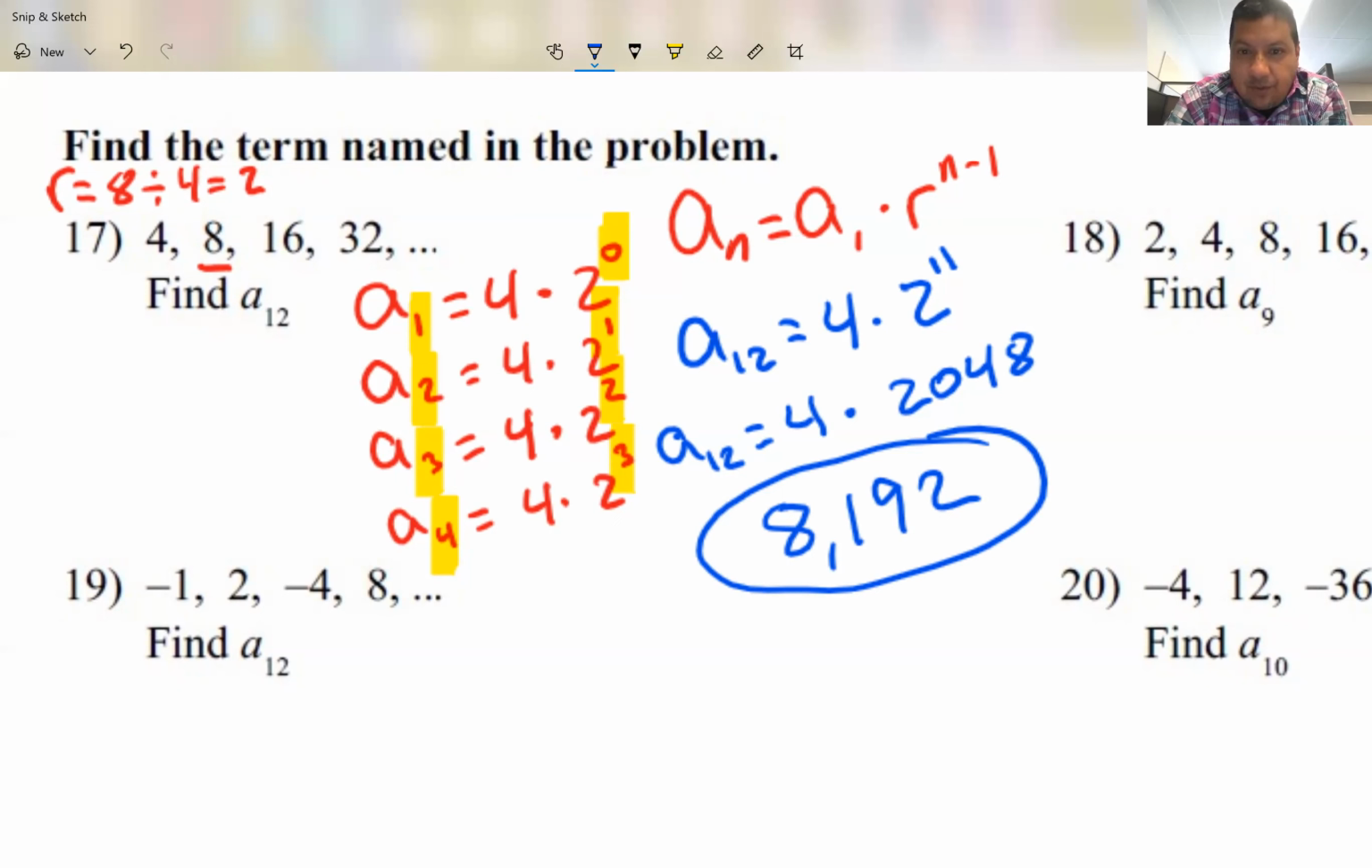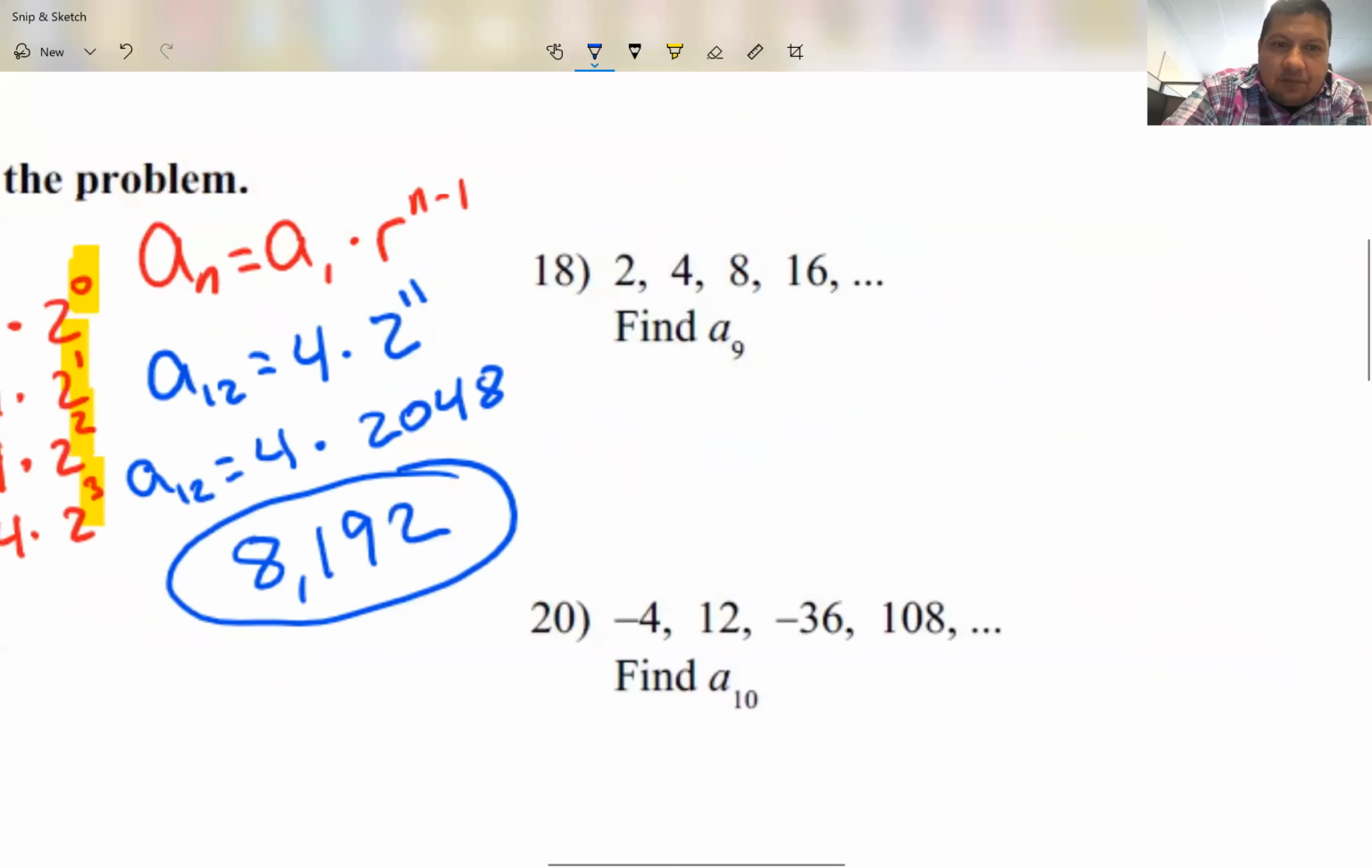Now, I mentioned before, when you type thousands in your homework answers, the comma that separates the thousands from the hundreds is optional. If you type it in, it's correct. If you don't type it in, you're still okay.